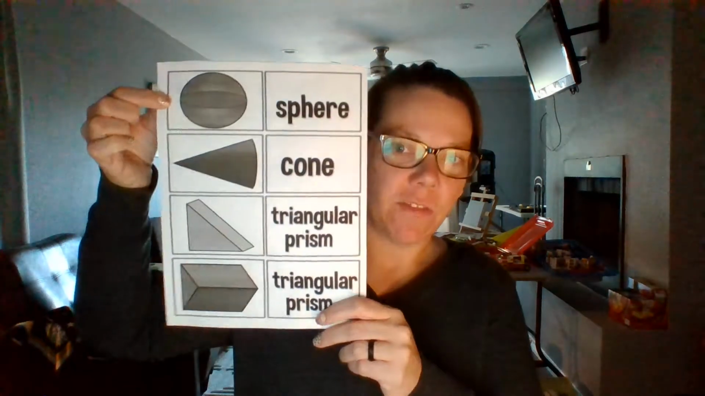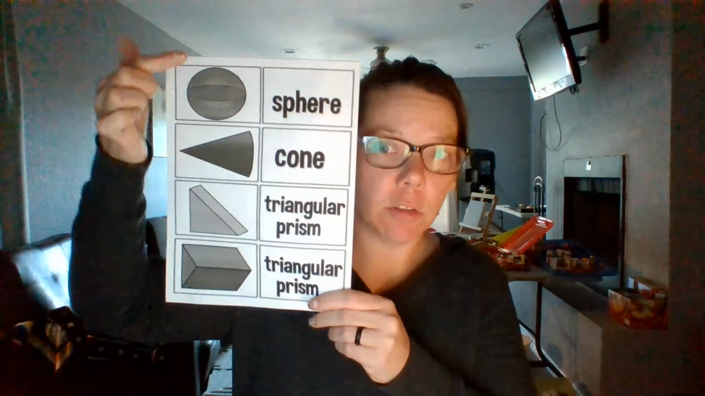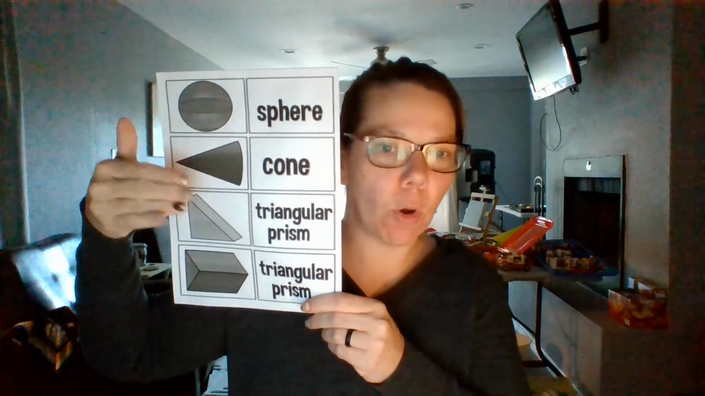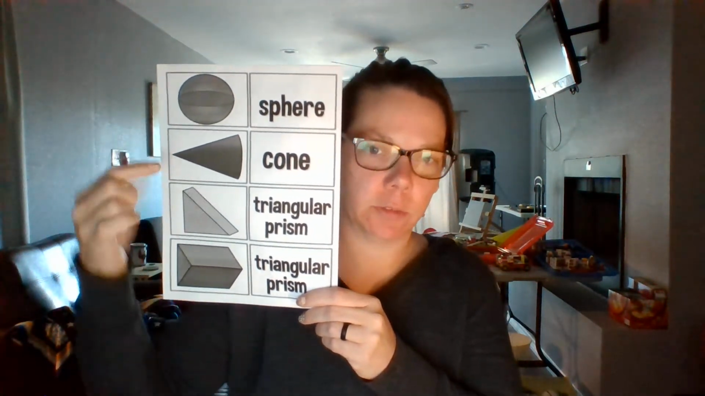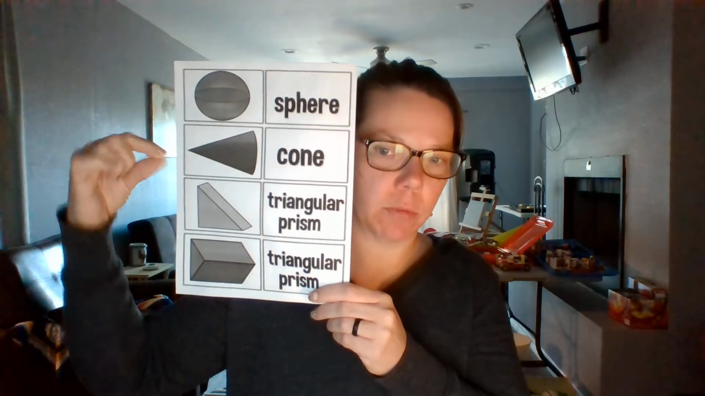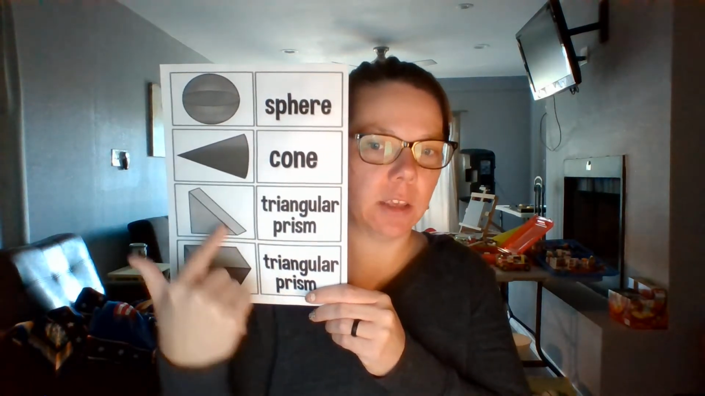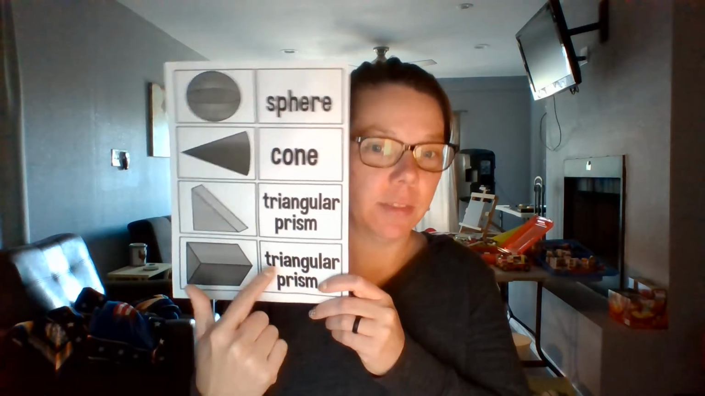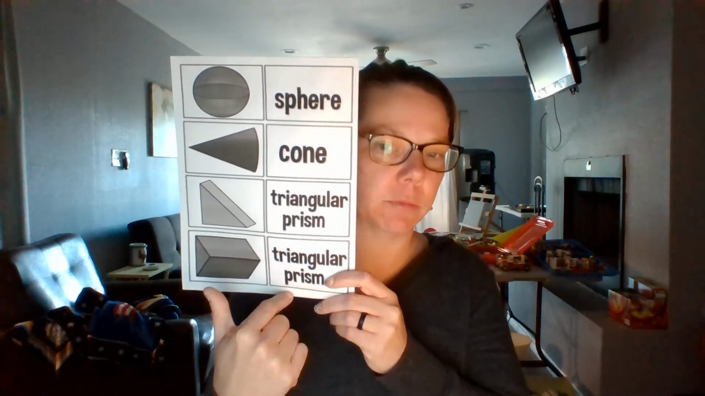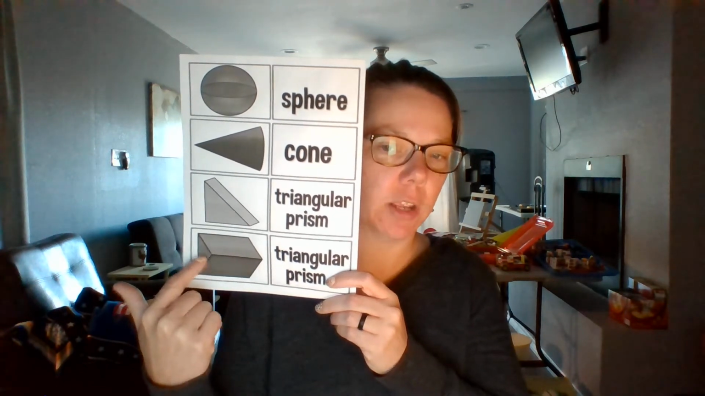Now we move over to a sphere, like a ball. Okay, he's totally round, has no corners, no vertices. And we have a cone, like an ice cream cone. Okay, this is a triangular prism, so he is made of a triangle. This is also a triangular prism. Okay, see the triangles on the faces.